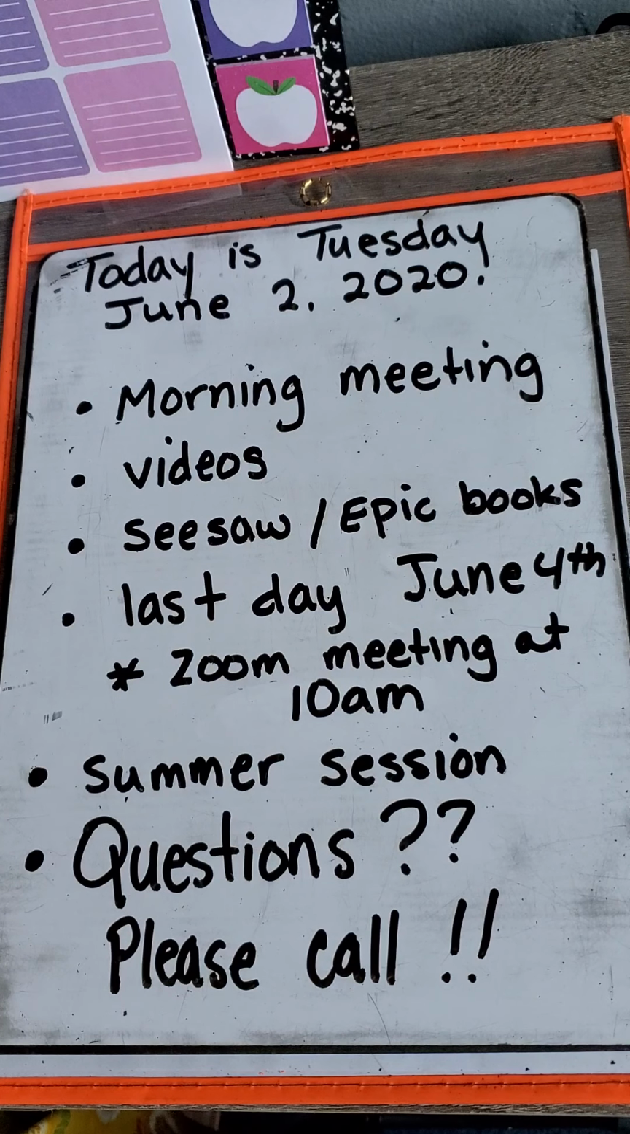Our agenda is pretty short today. So we're going to do a morning meeting. We're going to talk about some videos. Seesaw and Epic Books is all you should be working on. The last day is June 4th. On June 4th, which is Thursday, we're going to do a Zoom meeting at 10 o'clock.